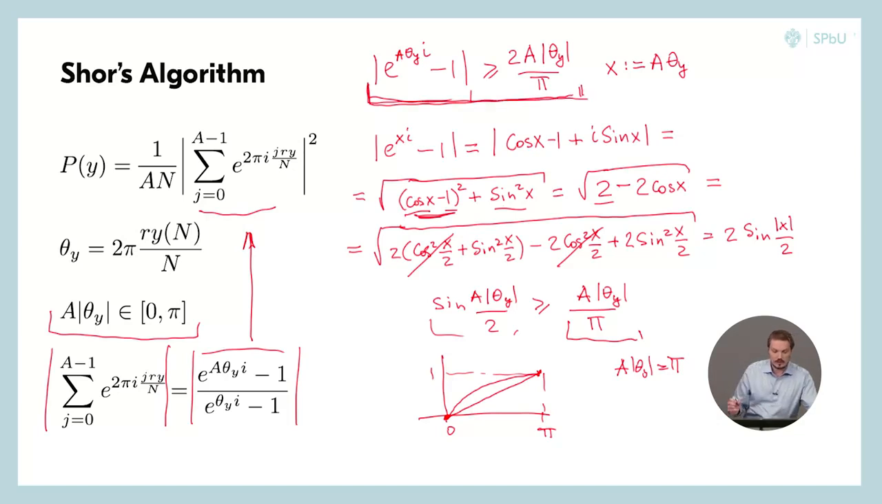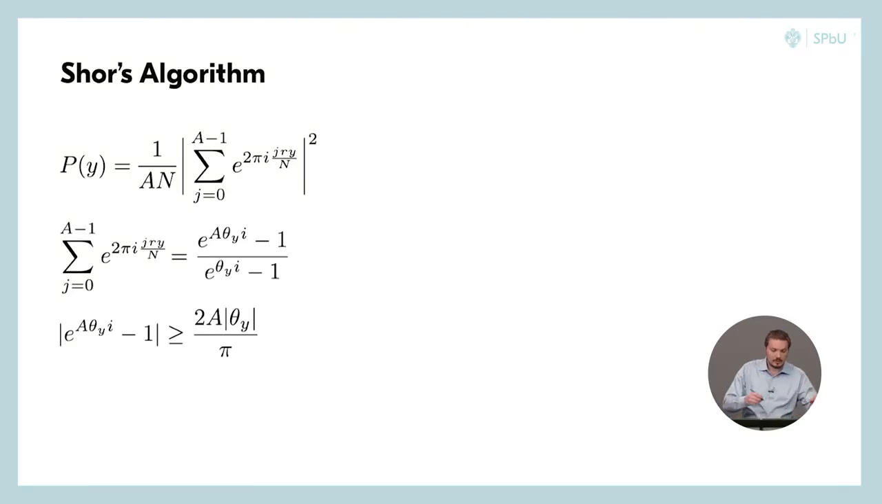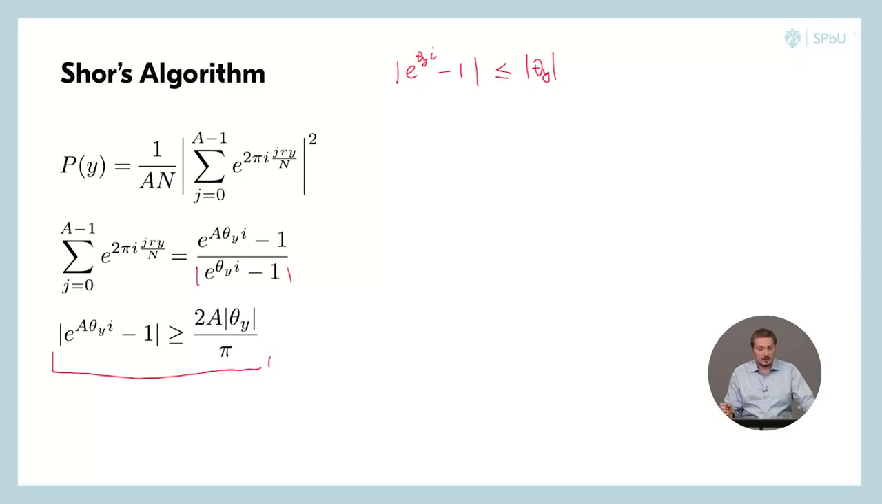So we have estimated the numerator. Okay, we put this achievement here, and we are going now to estimate the denominator. And I'm going to prove that this denominator, e to the theta y i minus 1, is less or equal to the absolute value of theta y. So if we estimated that the numerator is bigger than something, then we have to prove that the denominator is less than something. And how are we going to prove this?